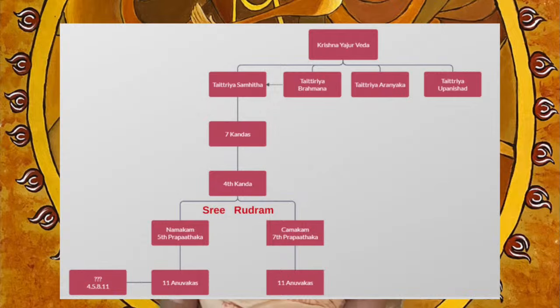Rudram consists of 2 parts, 2 chapters. One part has been named Namakam, the other is named Chamakam. These names Sri Rudram, Namakam, Chamakam have been given by us. They are not part of the text. Namakam is in the 4th kanda, 5th prapataka, and Chamakam is in the 4th kanda, 7th prapataka.